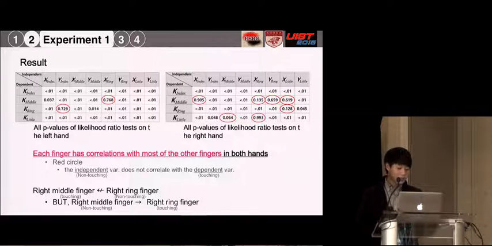Therefore, these tables imply which fingers correlate with the touching finger. The cells highlighted with a red circle mean that the independent variable did not correlate with the touching finger. In summary, each finger has correlations with most of the other fingers in both axes, except that the right ring finger did not correlate with the middle finger when the right middle finger touches.